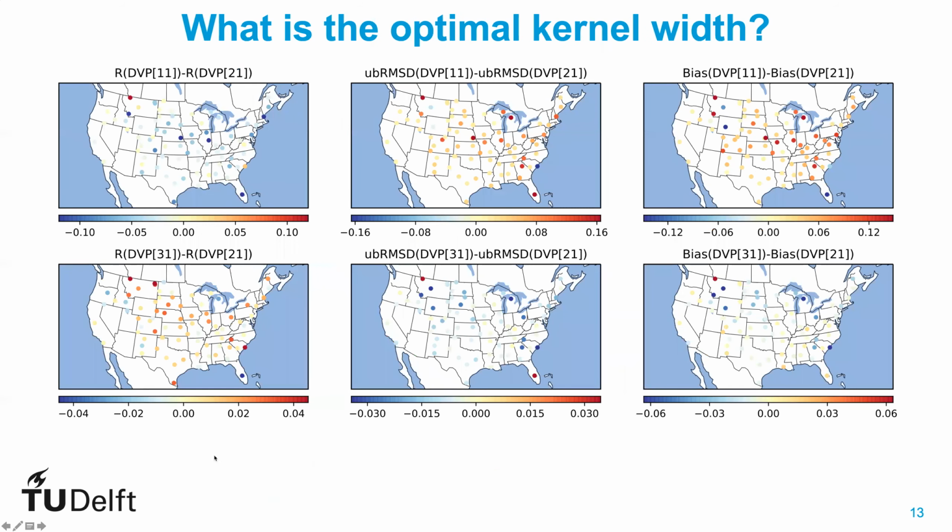It seems like the kernel width is important. So what is the effect of making the kernel window longer or shorter? In general, using a shorter window leads to a decrease in R and an increase in unbiased root mean square difference and an increase in bias. Increasing the kernel width led to a lower R in the West, but an increase in the central and eastern US. In the more humid areas, using a longer kernel width leads to an improved performance.